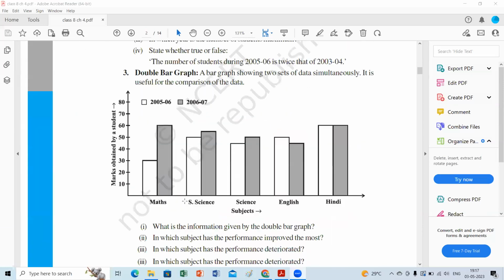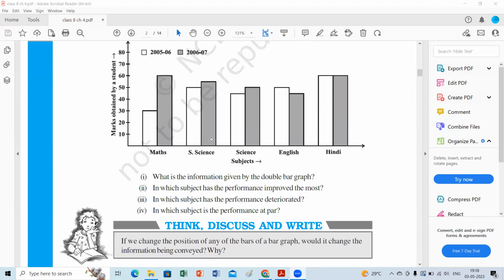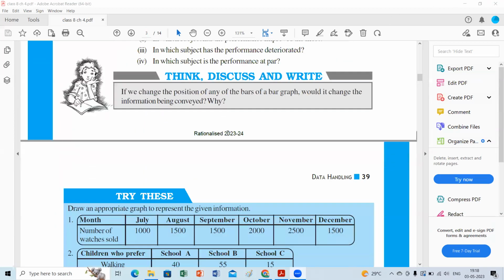And coming to the double bar graph, it's useful in comparison of data. Suppose you have term 1 marks and term 2 marks. We can easily assess using a double bar graph which subject you improved, which subject decreased, which subject you need to focus on, or which subject maintained standards. Like that we can compare.